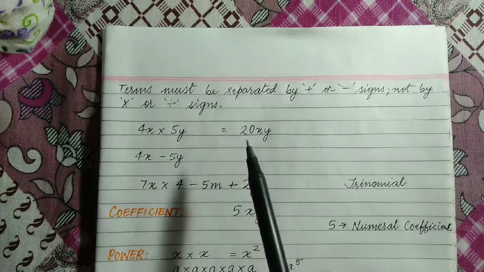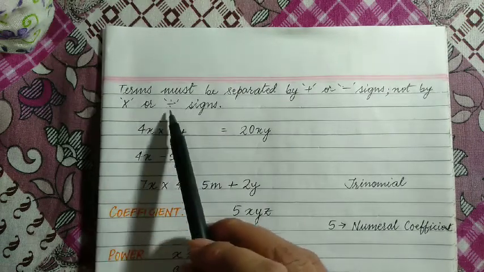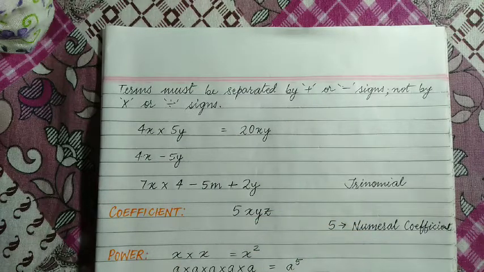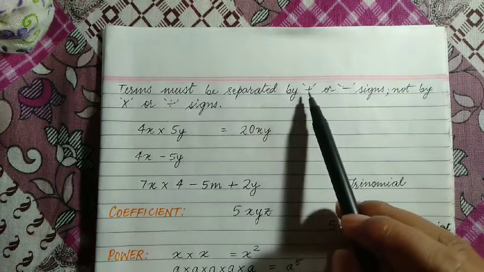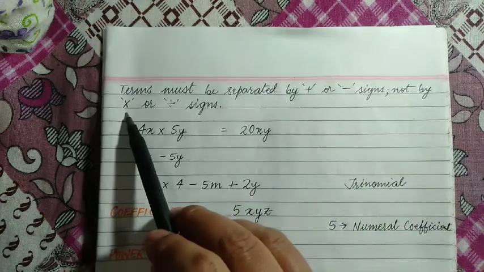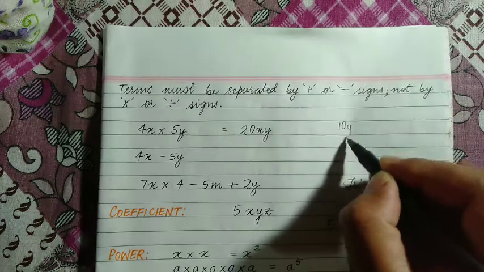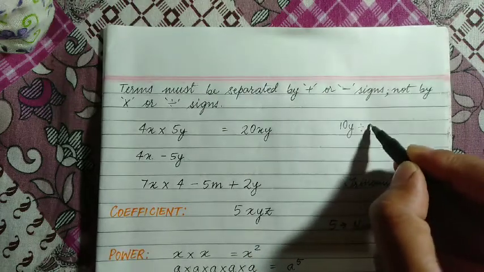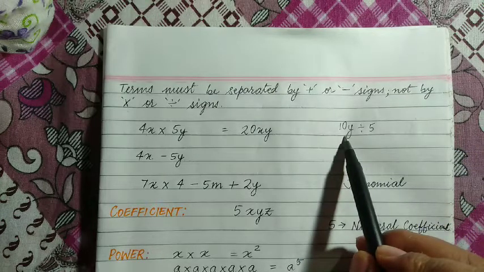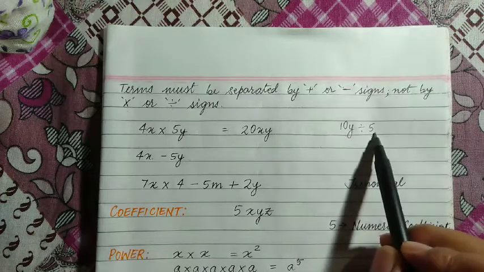So 4x into 5y are not two separate terms, but a single term. That's why we don't consider terms connected by multiplication or division signs as separate terms. It has to be separated by either plus or minus signs only, not by multiplication or division signs. Similarly, if I say 10y divided by 5, you may think that 10y is a single term, 5 is another term, and they must be two different terms.